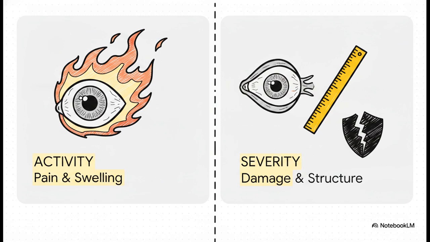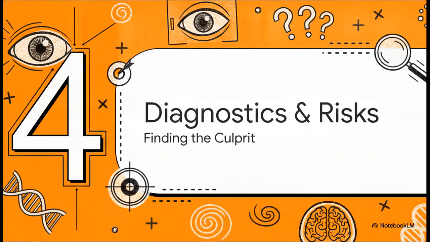Understanding this difference is absolutely crucial. It's exactly what determines whether you use medical treatments or if you need to go straight to surgery. Let's dive into Section 4, Diagnostics and Risk Factors, Finding the Culprit.